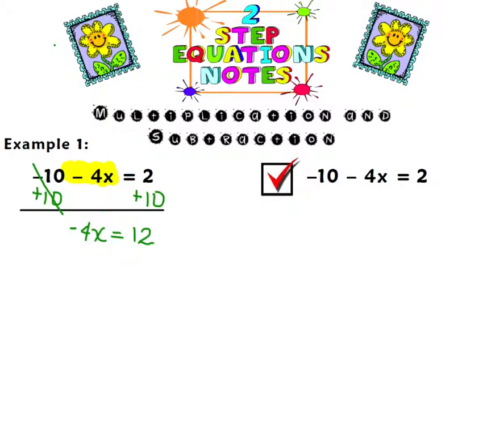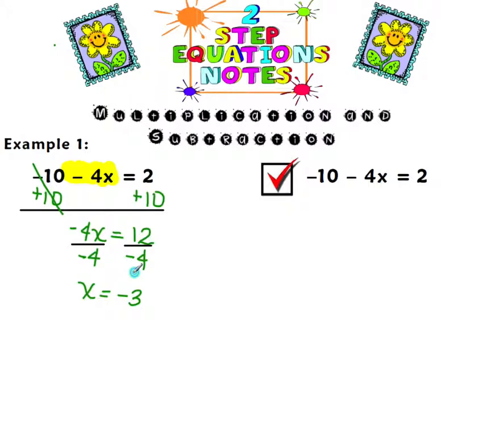And then we still have the multiplication of 4, so we are going to divide both sides of the equation by our coefficient, and our coefficient in this case is -4, so we are going to divide by -4. So x equals 12 divided by -4 is -3.